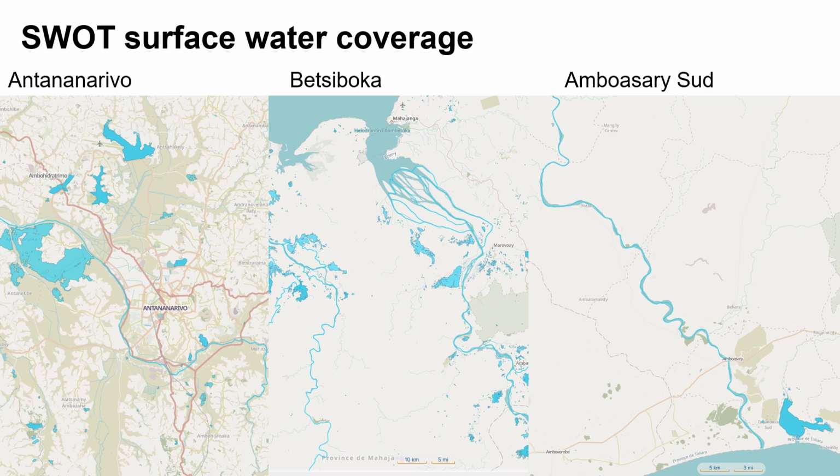If we zoom into SWOT coverage in different parts of the country, we see SWOT polygons are outlined in this light blue color, and it's measuring the Ikopa River near Antananarivo, as well as several lakes in the vicinity. If we look at Betsiboka, we see the muddy channels of the river being observed by SWOT, as well as several lakes. And in the south too, we see river coverage from the satellite, as well as various lakes in the area.